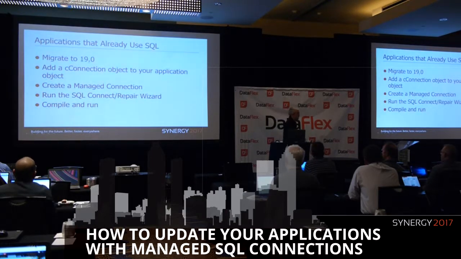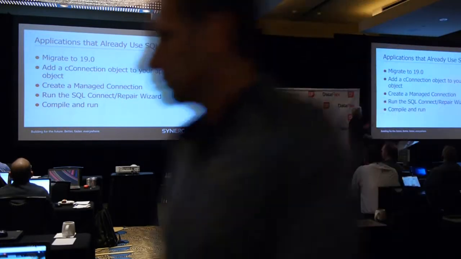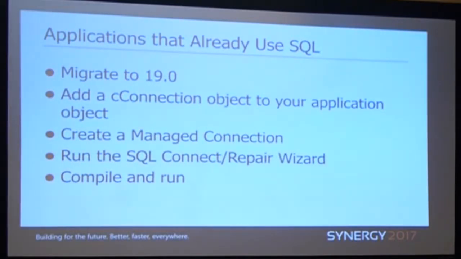John mentioned this morning what you would have to do to upgrade your application. You would migrate to 19.0, add the connection object to your application object. He showed you those 3 or 4 lines of code that you had to add. Create a managed connection. You saw him do that. That extra step in there is what I'm going to talk about, and then go. And that's pretty much it. That's what you do.